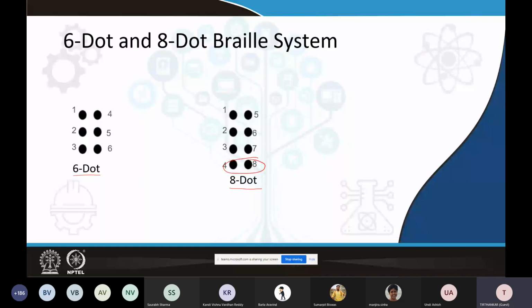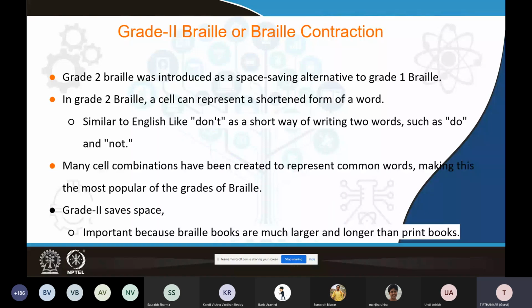So another important way of handling this challenge is maintaining the existing 6-dot system, but then can we compress these words in some way? So what do we actually mean by compressing?